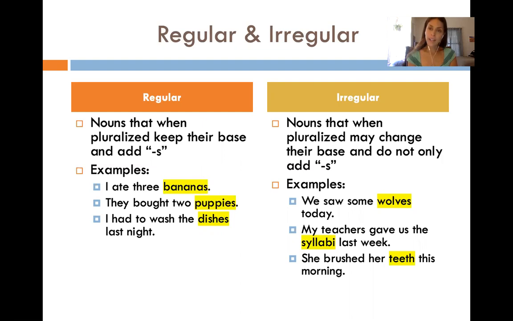So regular nouns are nouns that you pluralize by adding an S, and irregular nouns are nouns that, when you pluralize them, either change the base and don't add an S, or change the base and add an S.